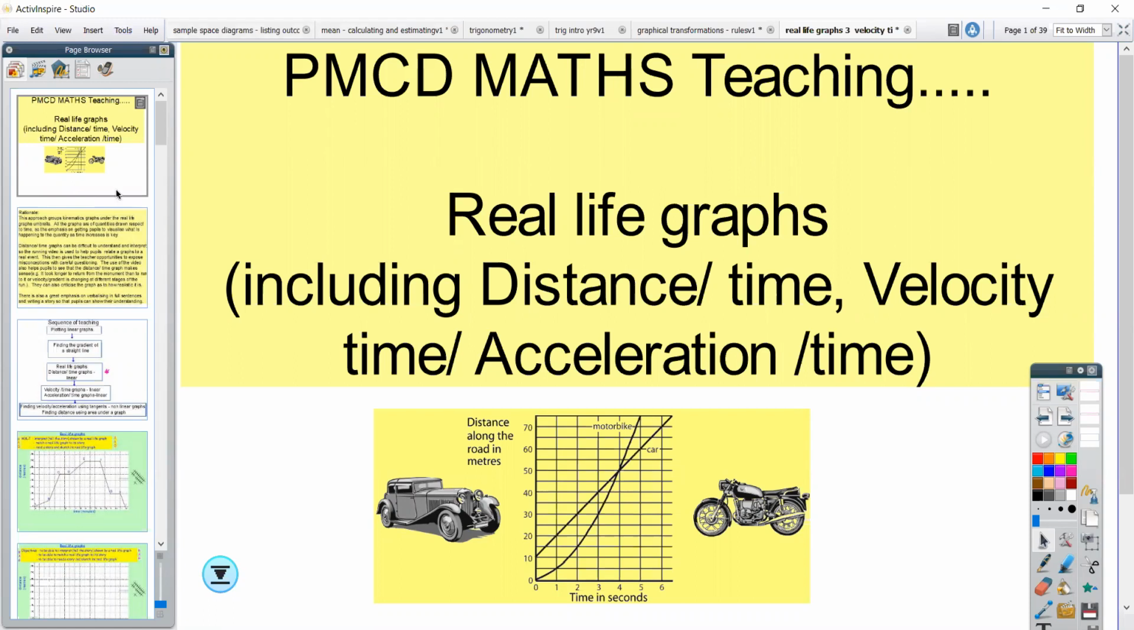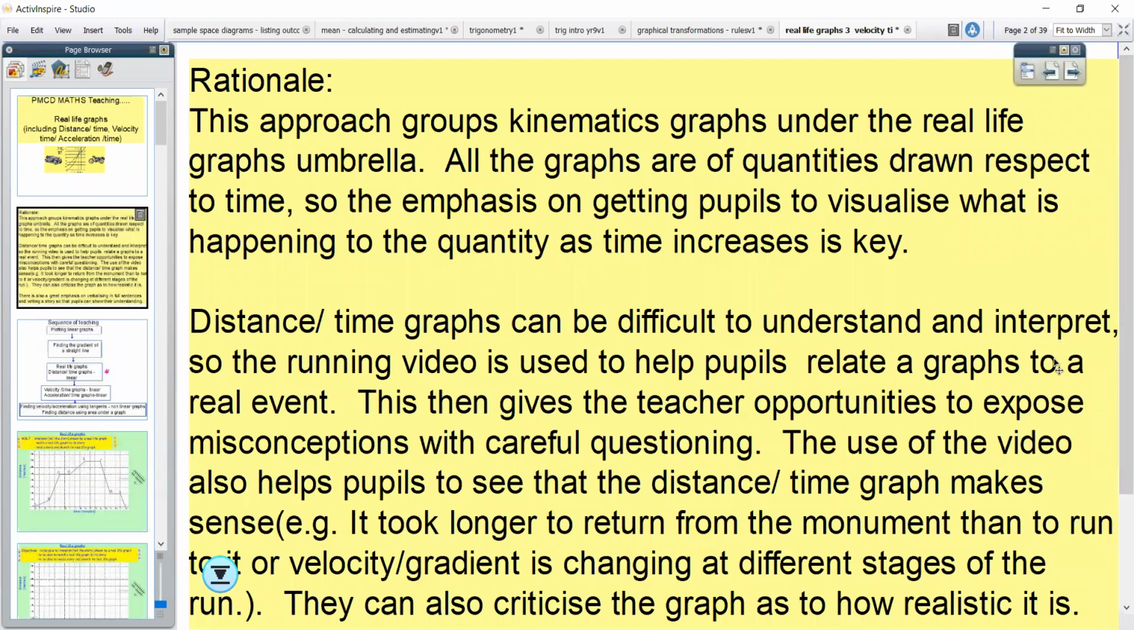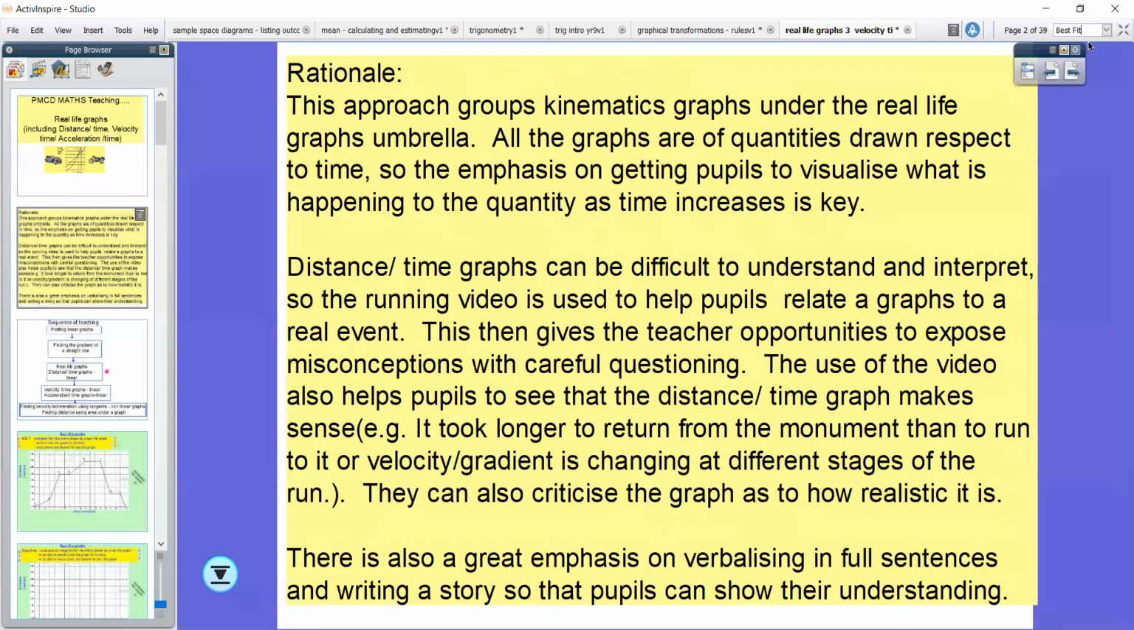We'll look at the rationale for this. As usual, you can pause to read this in full, and when you're ready, we can move on.